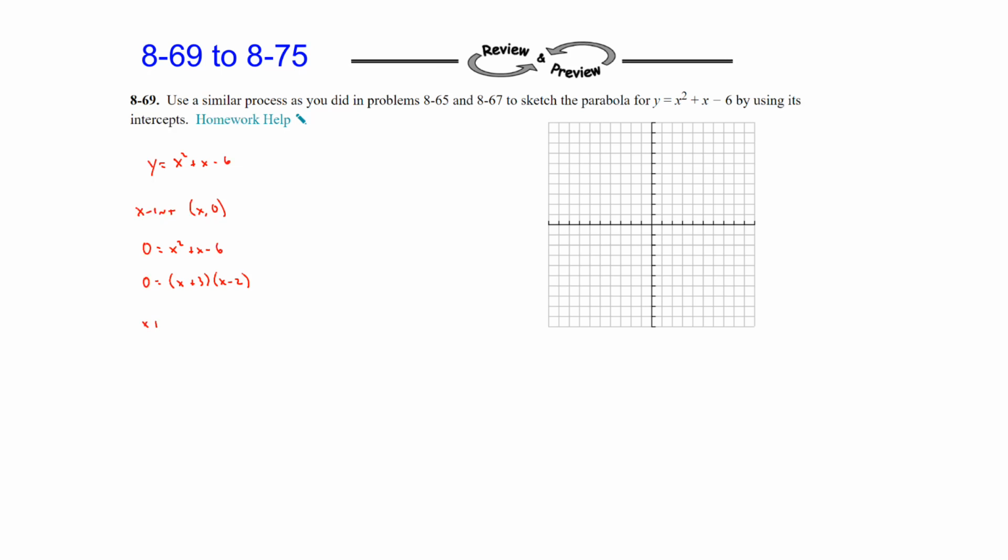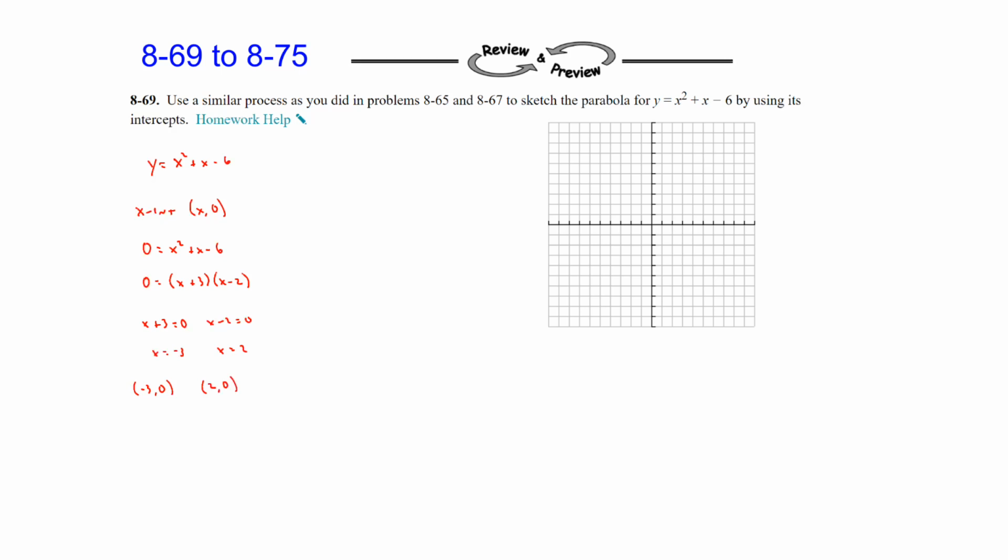And now we can use the zero product property to set our factors equal to 0, because if two things are being multiplied to give you 0, one of them must be 0. And so that gives us two x values. When y is 0, x is negative 3. And when y is 0, x is 2.